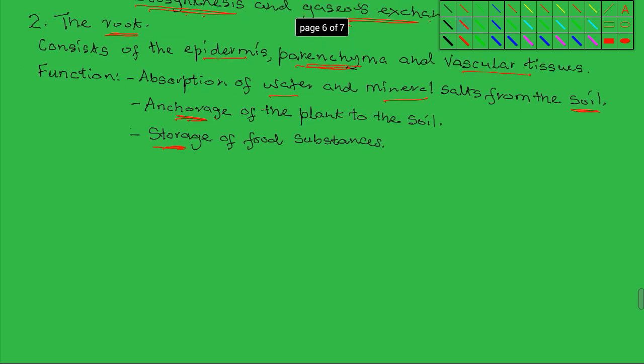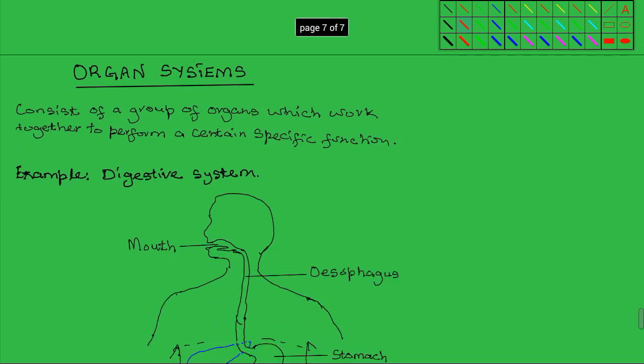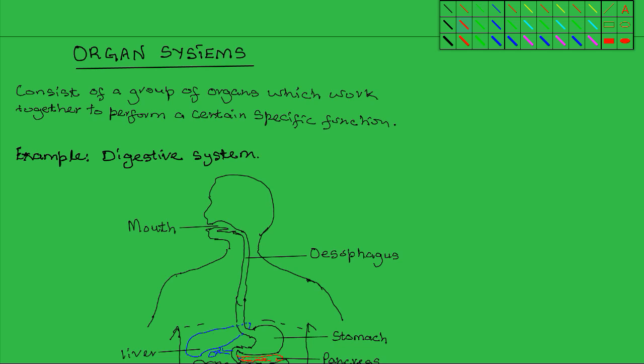Now, moving on to the organ systems. Organ systems consist of groups of organs which work together to perform a certain specific function. It's a collection of organs. Just like an organ is a collection of tissues, organ systems is a group or a collection of organs that work together to perform a specific function. An example of an organ system is the digestive system. The specific function of the digestive system is the breakdown of food and absorption into the bloodstream for distribution to the various parts of the body.